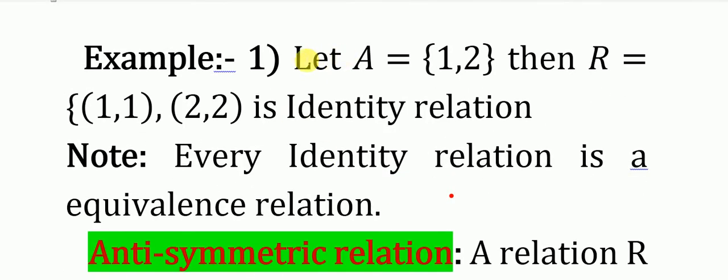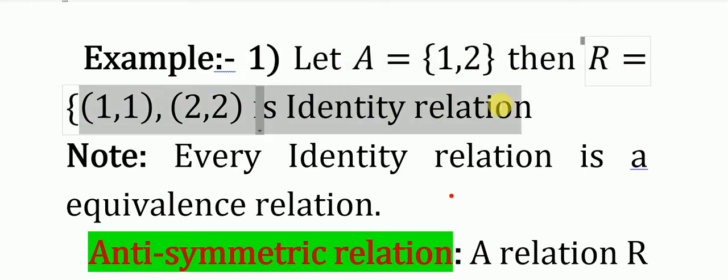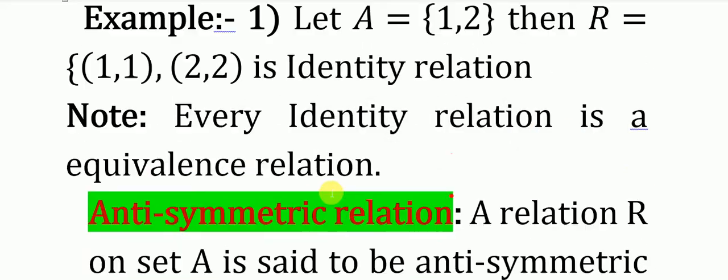You can see this example: A equals {1, 2}, then R equals {(1,1), (2,2)} is an identity relation, as well as being reflexive, symmetric and transitive also. So every identity relation is an equivalence relation. We have to note this: every identity relation is an equivalence relation.